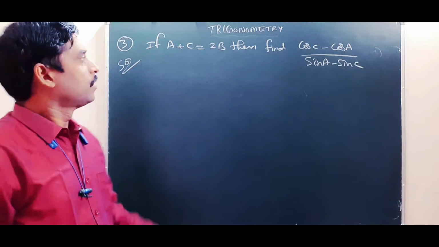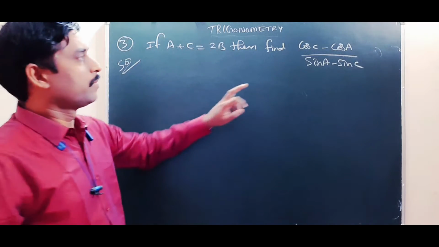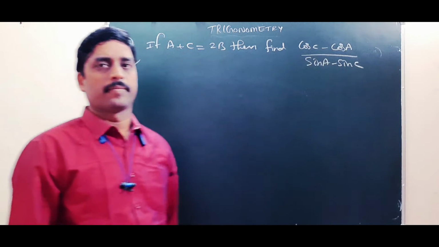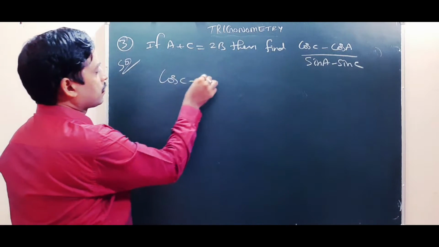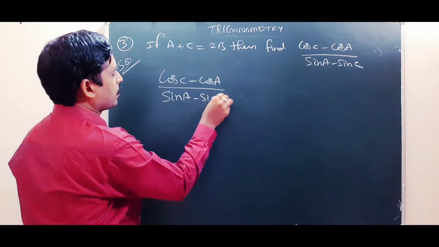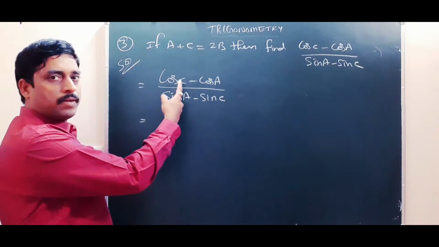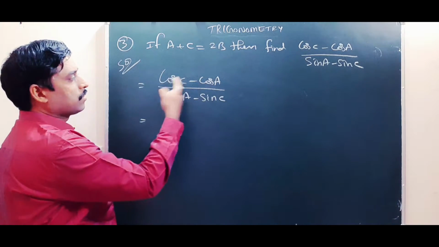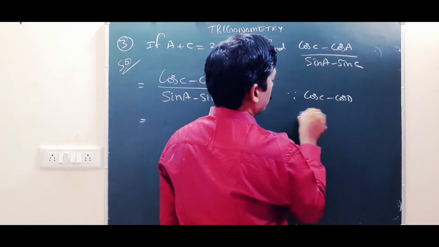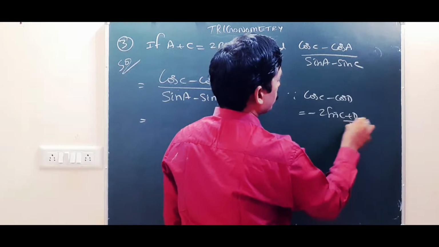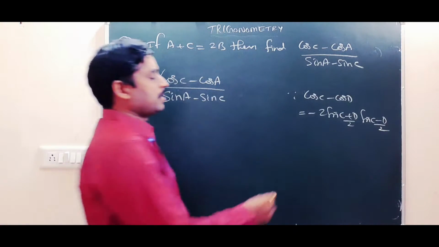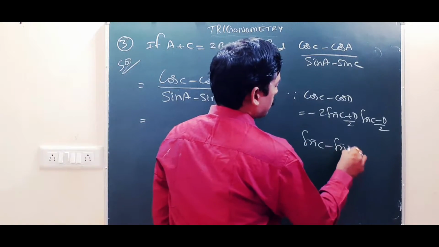Okay, moving to the next question. A plus C equals 2B is given. Then we have to find cos C minus cos A by sin A minus sin C. This is our target. We have the cos C minus cos D formula. Cos C minus cos D equals minus 2 sin C plus D by 2 sin C minus D by 2. In the denominator, sin C minus sin D, we should apply the sin C minus sin D formula.